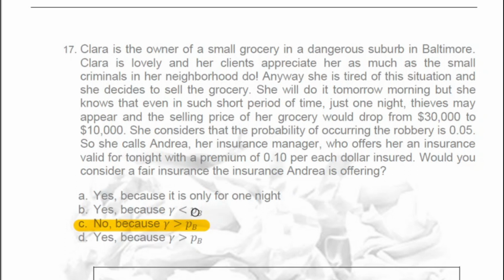Perfect. This is a very good exercise that I made for you, because you know that all the exercises you have are risk averse with fair insurances. Okay, so let's see. It's very interesting to see what happens here to Clara over these following questions. So try to remember what is happening here. Yeah, the story. Clara is going to sell the grocery for sure tomorrow.